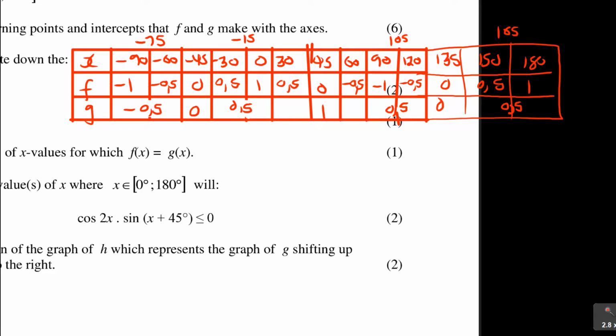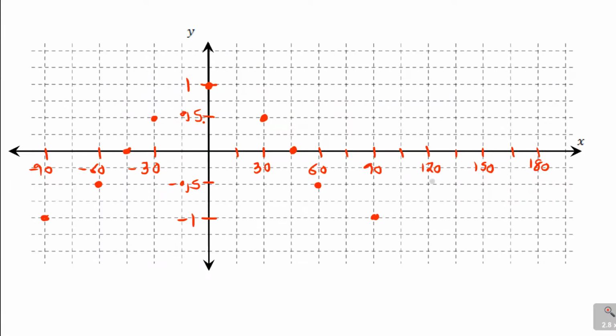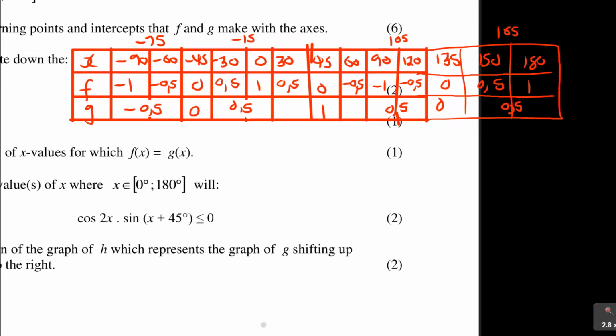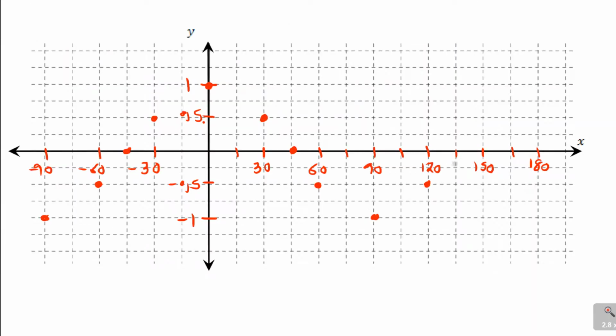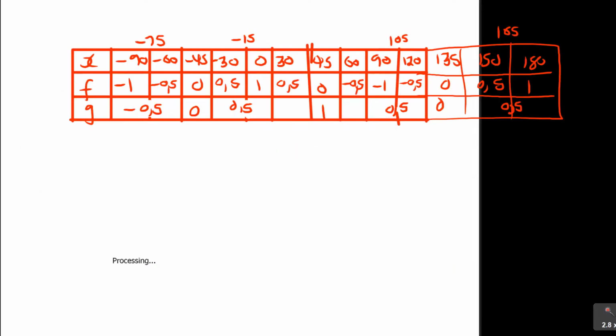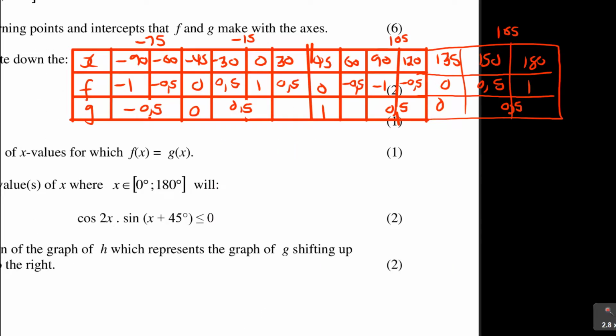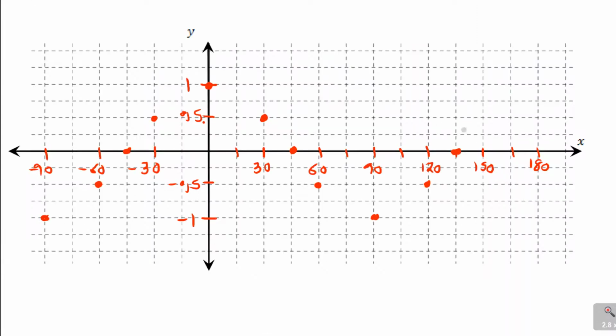And 120 is negative 0.5. And then 135 is 0. 150 is 0.5 and 180 is 1 there. So you can see the shape here, what you are having.